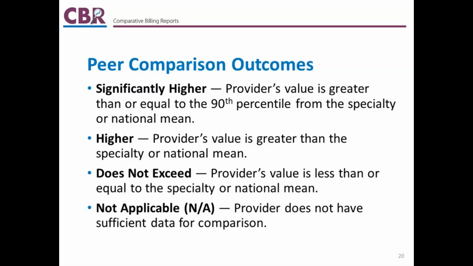The significantly higher outcome indicates that the provider's value is greater than or equal to the 90th percentile from the peer specialty or national mean. In order to talk about exactly how we calculate the 90th percentile, let's go to our next slide.